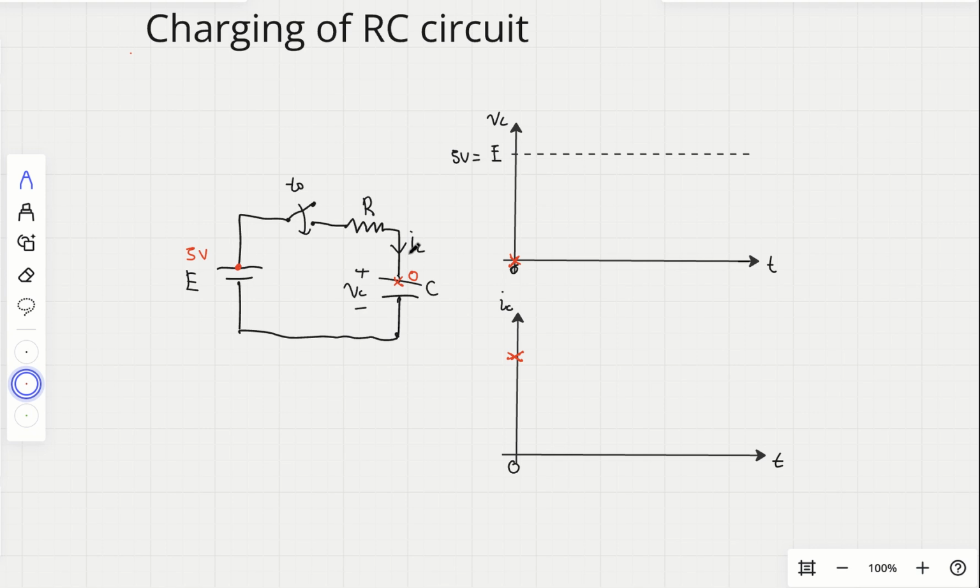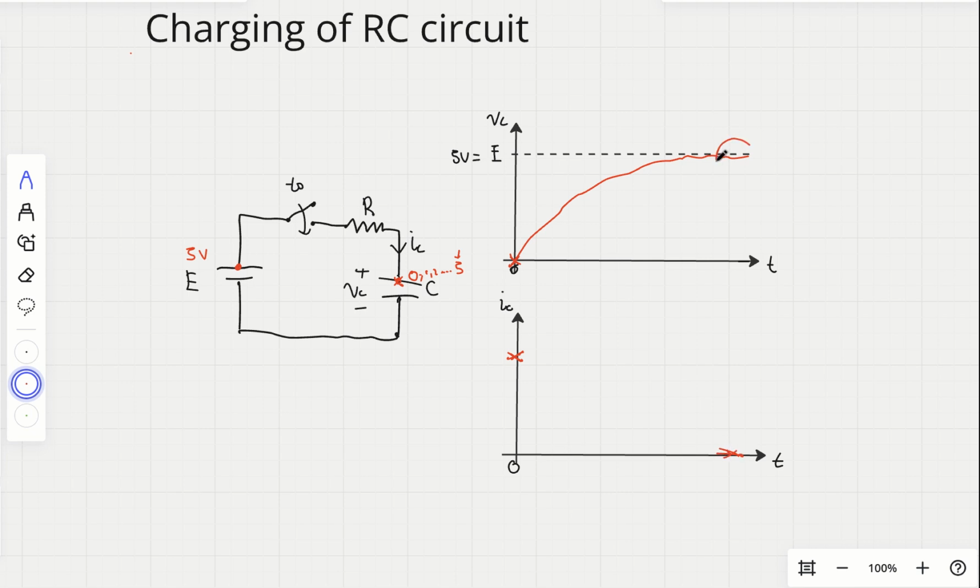As the current flows, it will charge the capacitor, and therefore the voltage across the capacitor will start increasing. It will slowly increase from 0, 1, 2 until the maximum value of 5 volts. Okay, so the voltage across the capacitor will increase slowly until it reaches the source voltage. When it becomes close to 5 volts, there's no more potential difference because it's 5 here and 5 here. When there's no potential difference, current will stop flowing. Okay, so over here the current will become 0.